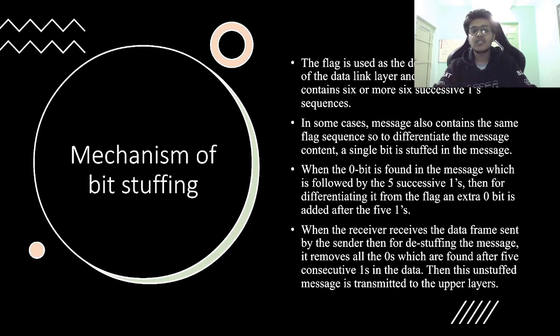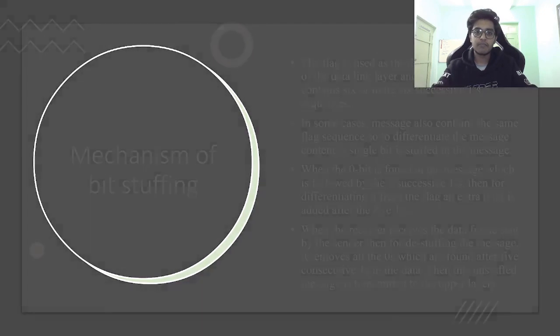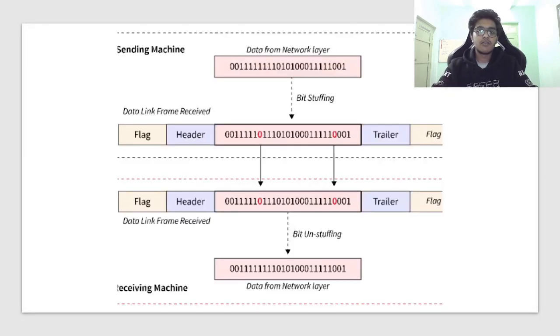The next slide is going to give you the diagrammatic view of the same. Here we can see that the sending machine has the following data from the network layer, where bit stuffing occurs, wherein after 5 consecutive ones a zero is added, and this data is sent to the receiving machine. The receiving machine is going to remove all the zeros that were found after the 5 consecutive ones, and then destuff the message. So this is bit stuffing.